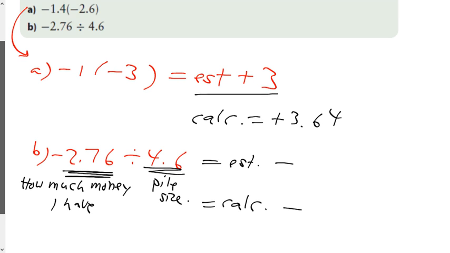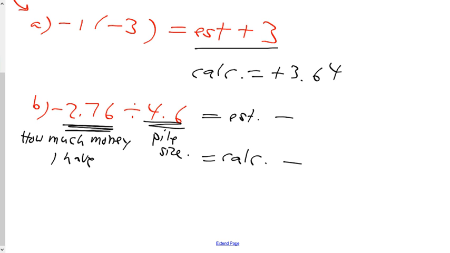So in this first question, I have $2.76, and I'm required to take that money and pile it up into piles of $4.60. Now, if you think about that, do you have enough money to make a pile of $4.60? No. Do you have enough money to make more than half a pile of $4.60? How much money would you need to make half a pile of $4.60? You need to have $2.30, right? But you have $2.76, which would mean you can make just a little bit more than half.